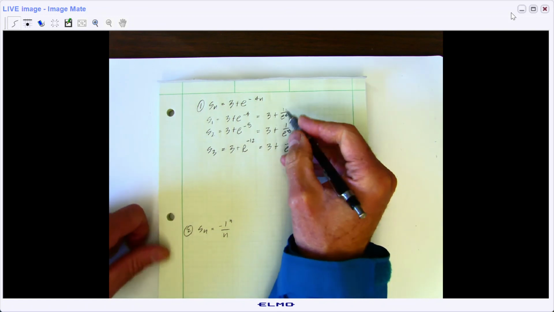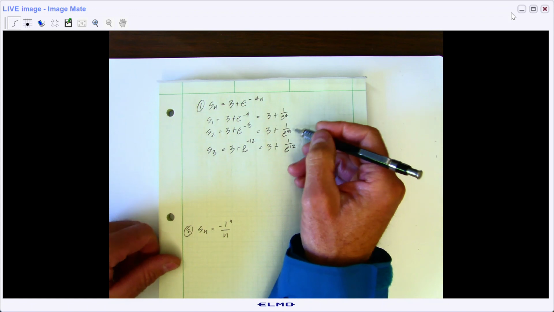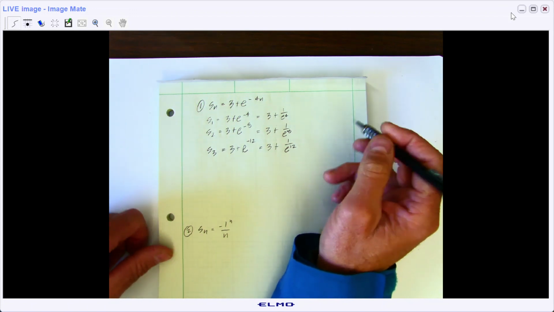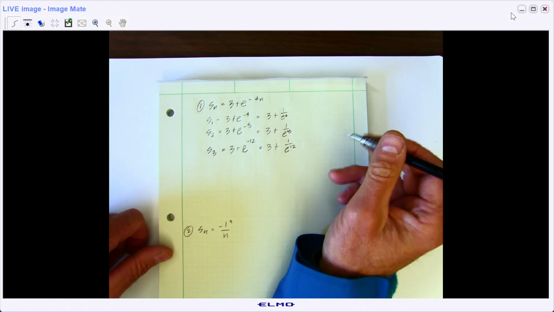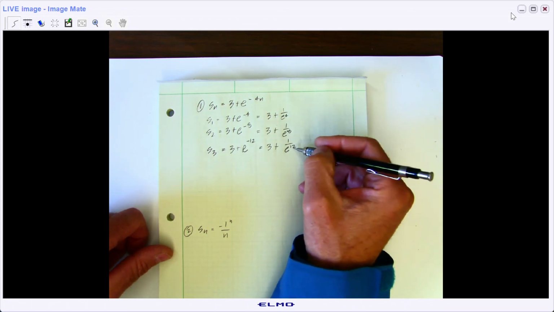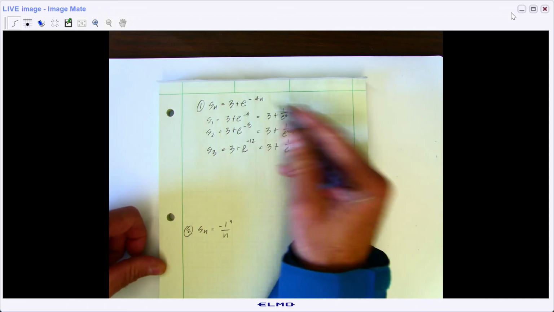And of course, 1 over e to the 4th, this is like 2.7 to the 4th, 2.7 to the 8th. So we have a very big number here in the denominator, and we're taking 1 over a big number. So this is a very small number. So we're adding that to 3, and that's what we'll always do, right?